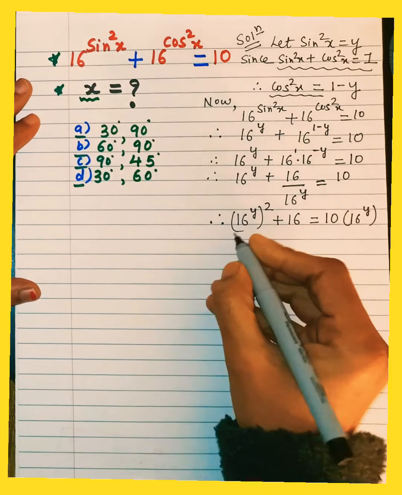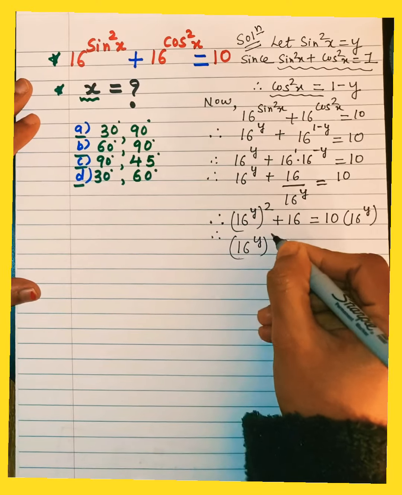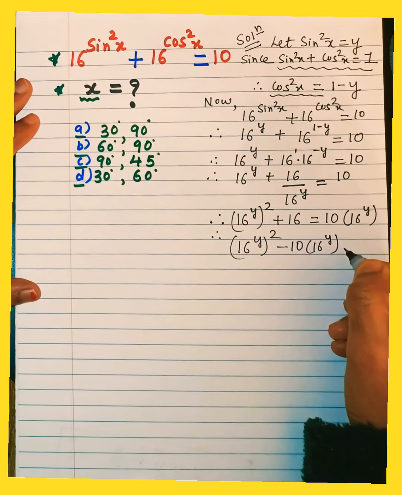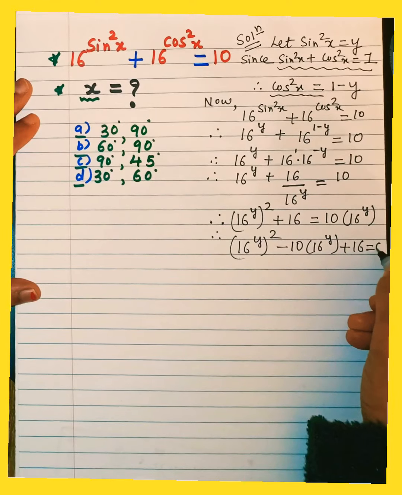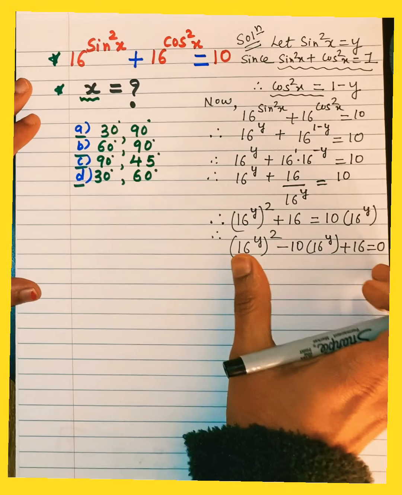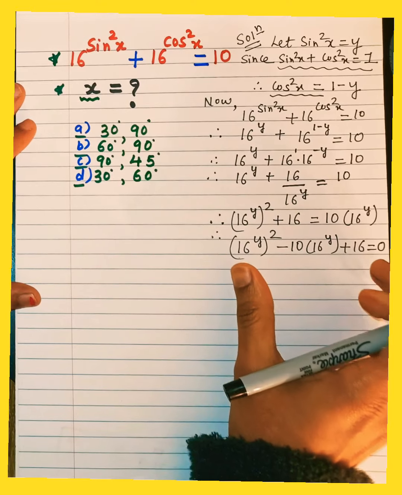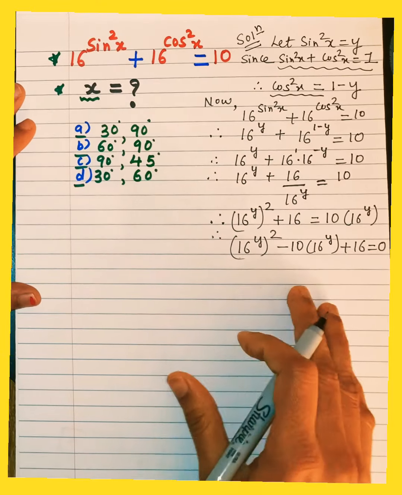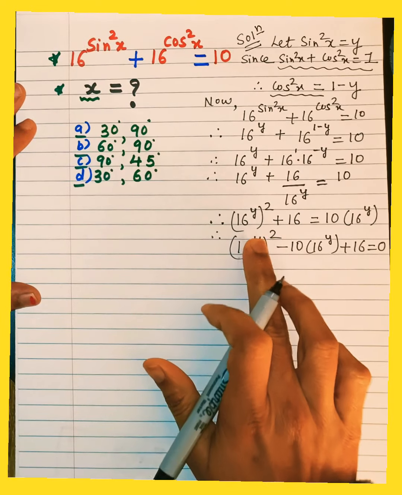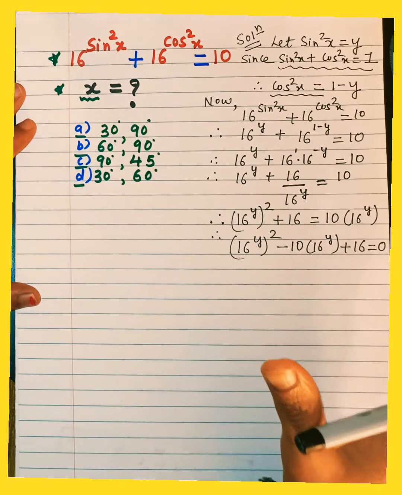Now this I am shifting here, so we will get a quadratic equation. We will get 16 raised to y the whole square minus 10 into 16 raised to y, plus 16 equals 0. So what we are getting? This is a quadratic equation. Now to solve this we need to use the quadratic formula. Now 16 raised to y is our variable. Suppose if this is x, then x square minus 10x plus 16. So this is our quadratic equation.